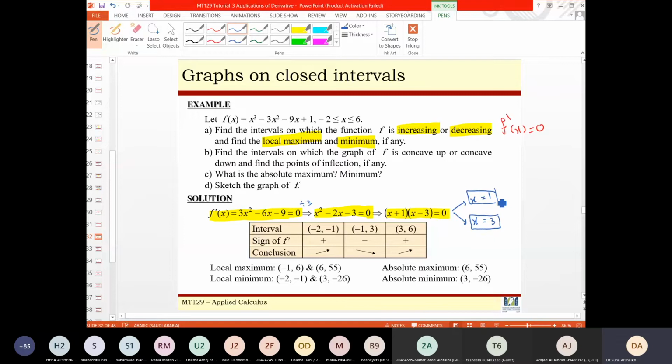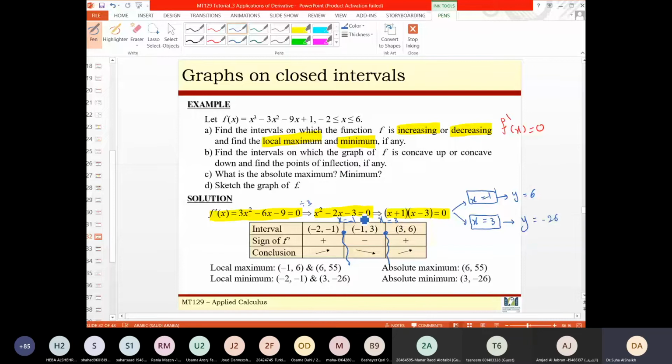And from before, I know that when x is minus 1, the y will equal 6, and if x is 3, the y will equal minus 26. So to study the increasing and decreasing, we draw the line. We put the points here: the point x equal to minus 1, and the second point, x equal to 3.